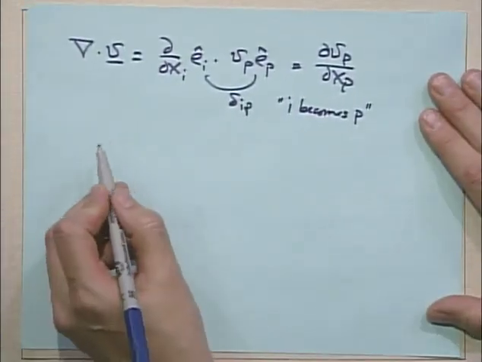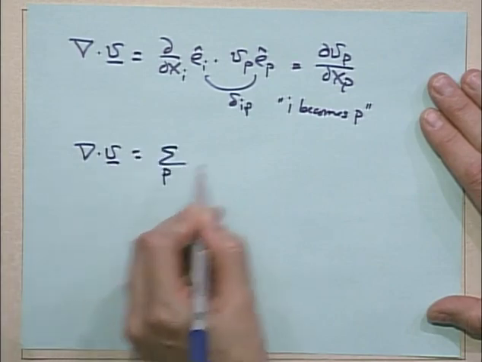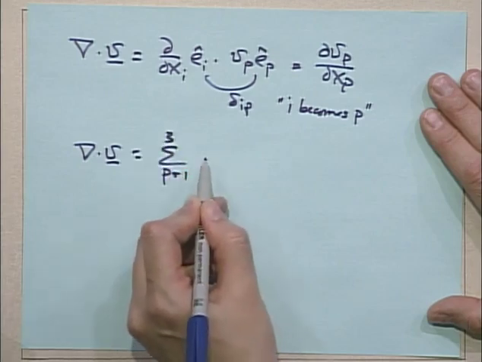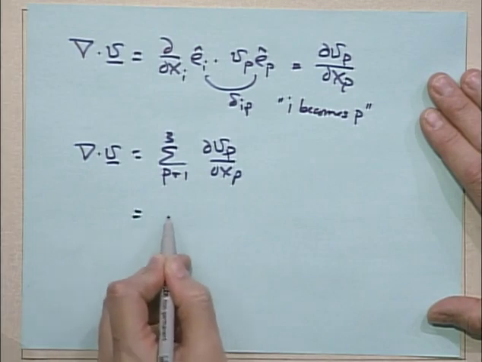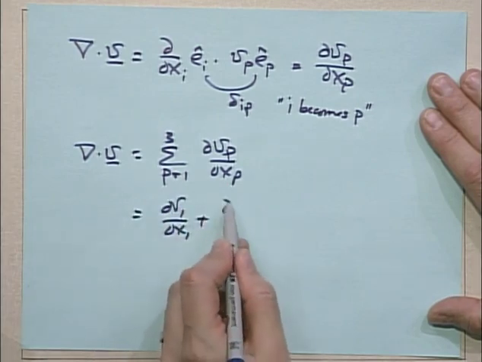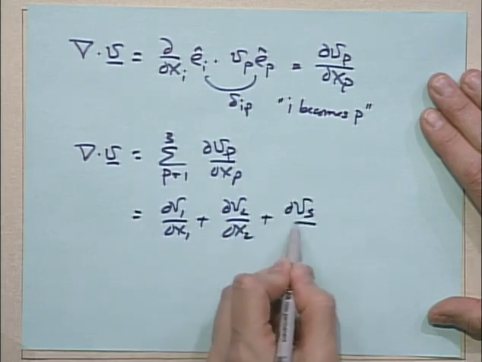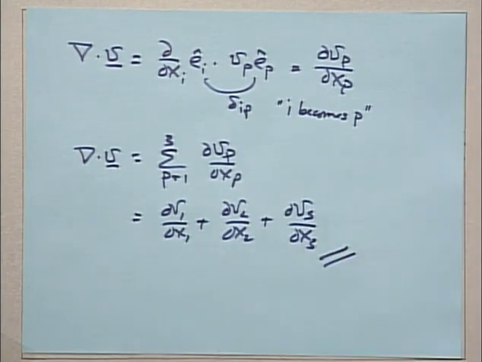That's not so essential for this problem, but I just thought I'd mention it. There's a duplicated index, so that means there's a missing summation, p equal 1 to 3, dvp dxp, which means it's dv1 dx1 plus dv2 dx2 plus dv3 dx3. Done. But since you say Cartesian coordinates, Cartesian means x, y, z, after Descartes.